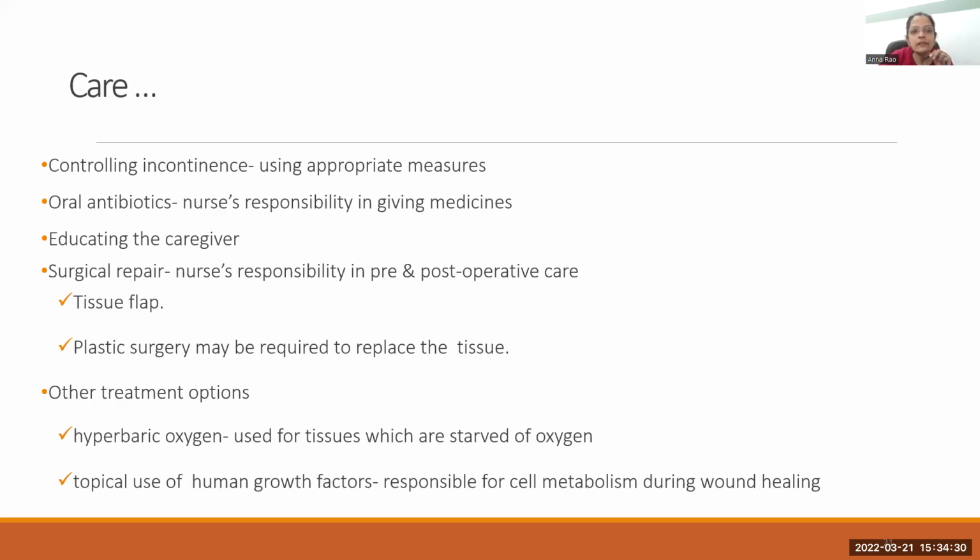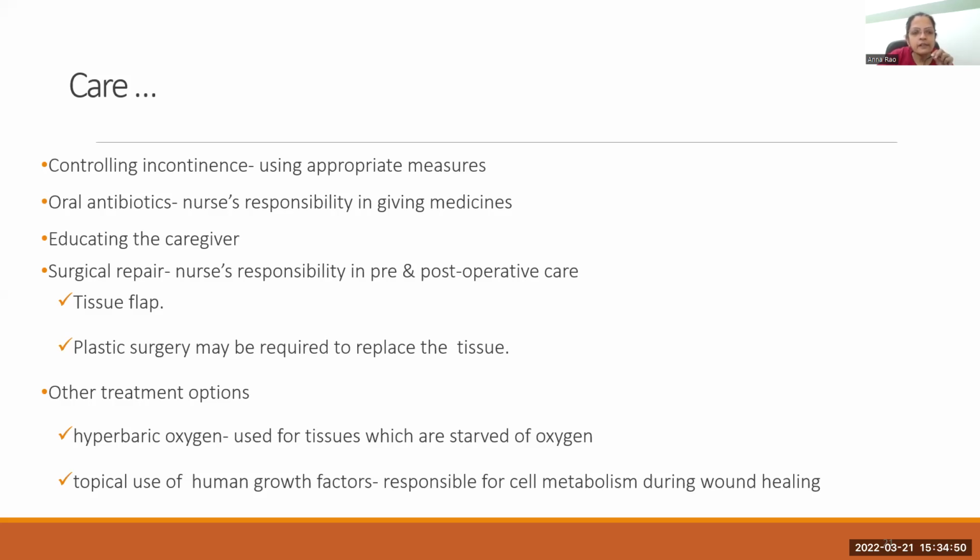If required, antibiotics can be given if the wound has become infected. So appropriate dosage should be explained to the patient and the caretakers so that they are given in time.